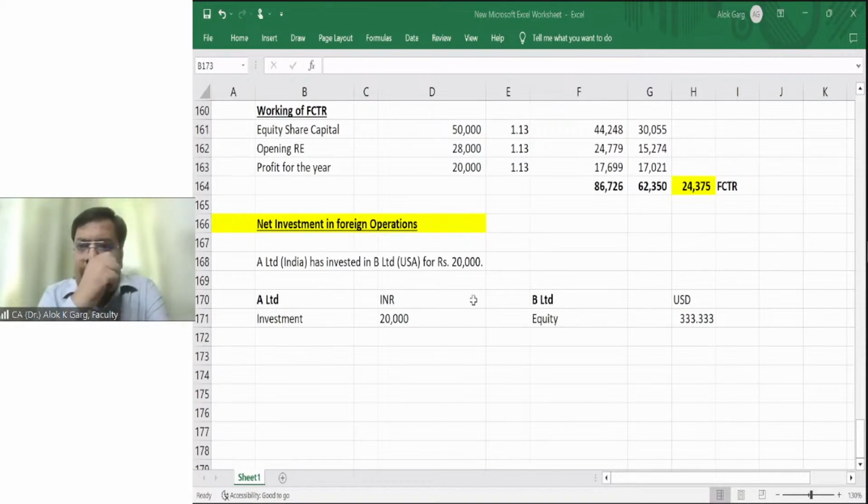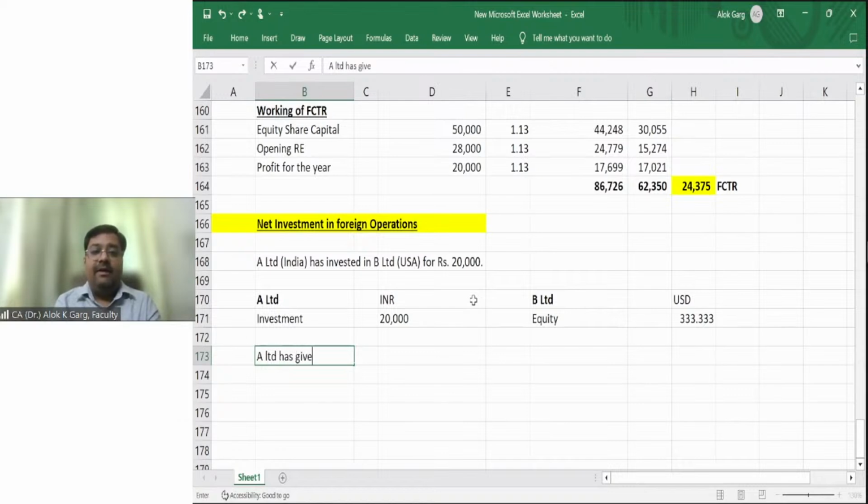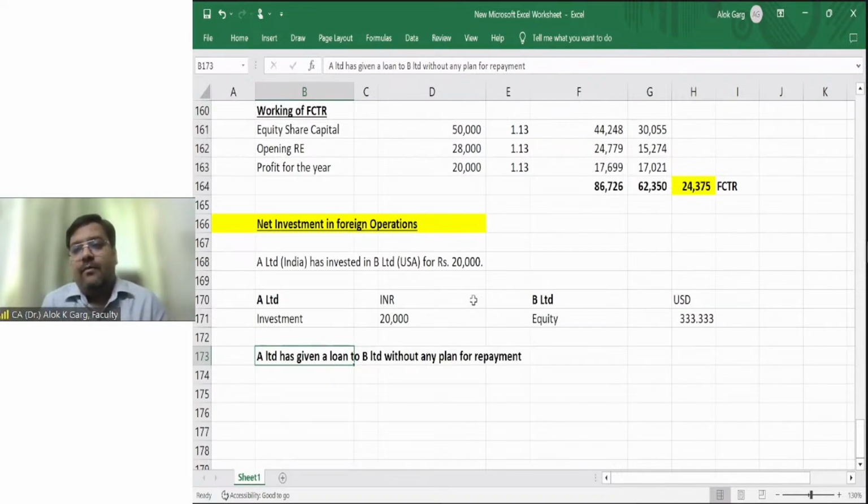Sir, if a company has invested in B Limited, right? So what you have done for that B Limited, it was an equity. For A Limited, it is an investment, right? But if A Limited has given a loan to B Limited without any plan for repayment, then what will happen? Without any plan for repayment.